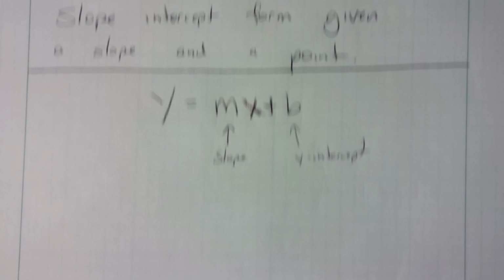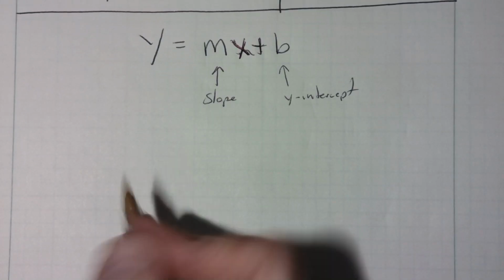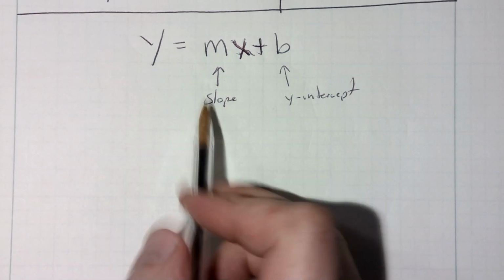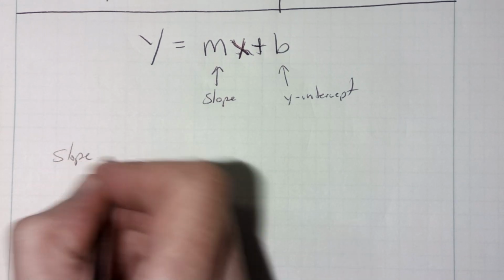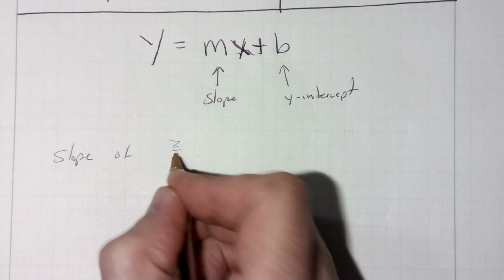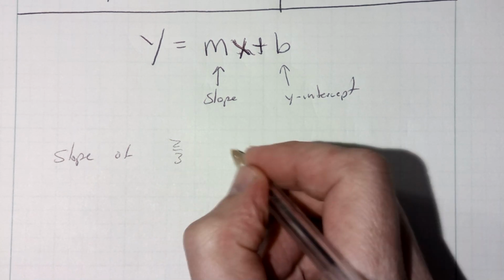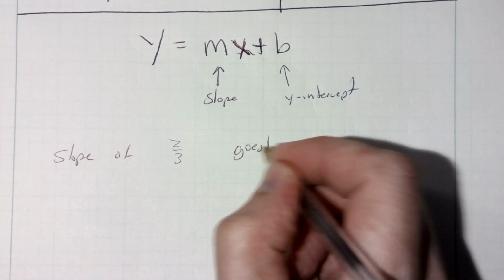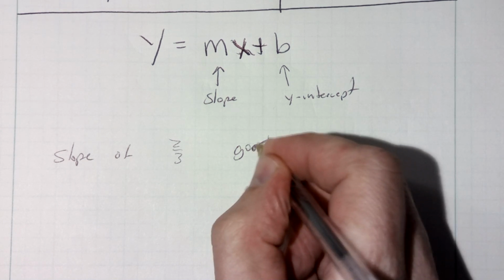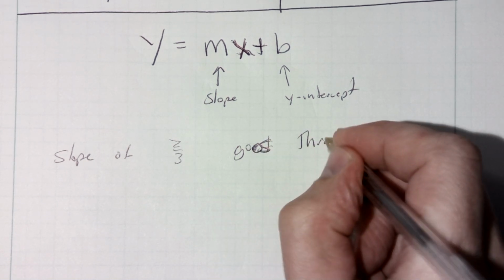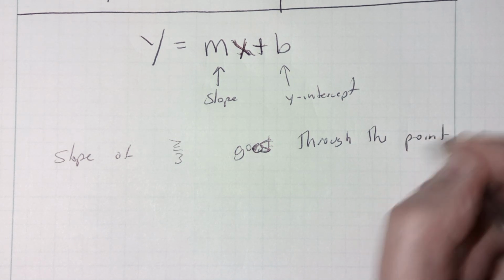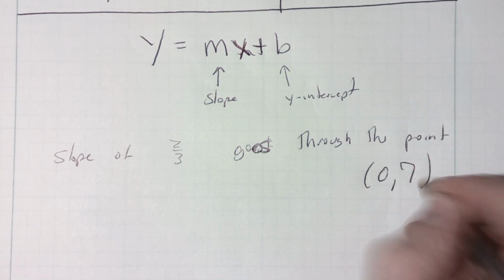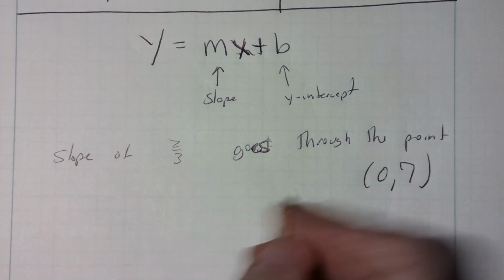So let's first do the most simple one. They might do something like this. Write the linear equation in slope-intercept form of a line who has a slope of 2/3 and goes through the point (0, 7). So they give us a point rather than the y-intercept.